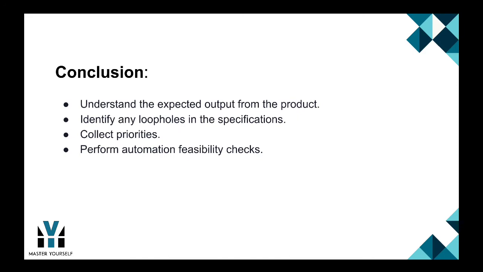Conclusion. First, understand the expected output from the product. Second, identify any loopholes in the specifications. Third, collect priorities. Fourth, perform automation feasibility checks.